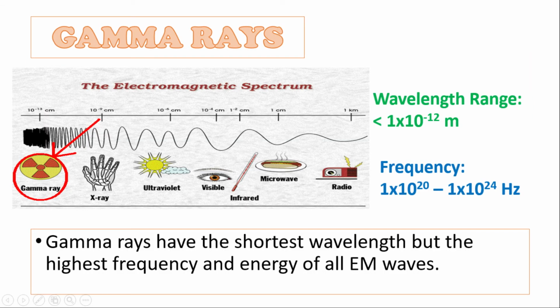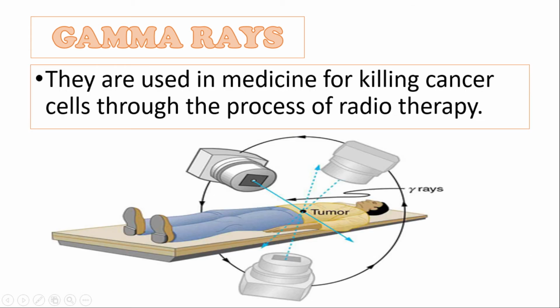Lastly, we have gamma rays. Gamma rays have the shortest wavelength but the highest frequency and energy of all EM waves. They are used in medicine for killing cancer cells through the process of radiotherapy.